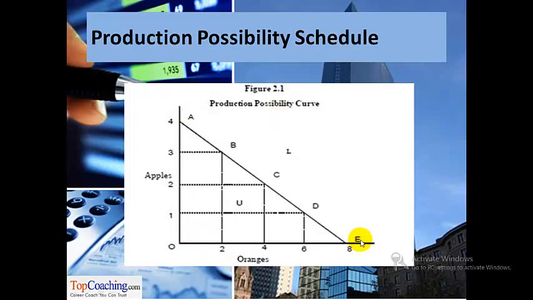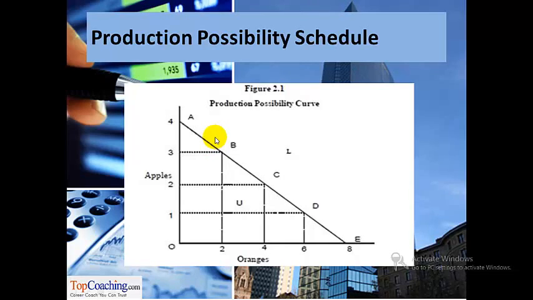Now, if we look at this production possibility curve, we'll see that apples are marked on this axis, that is the y-axis, and oranges on the x-axis. And these are the various points for different possibilities, which are actually different combinations of apples and oranges produced at different possibilities using the same available resources.